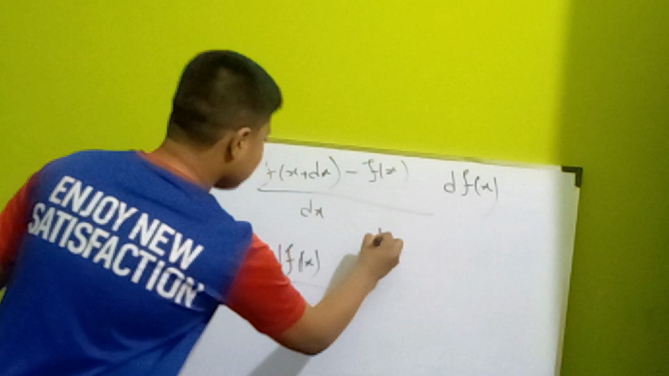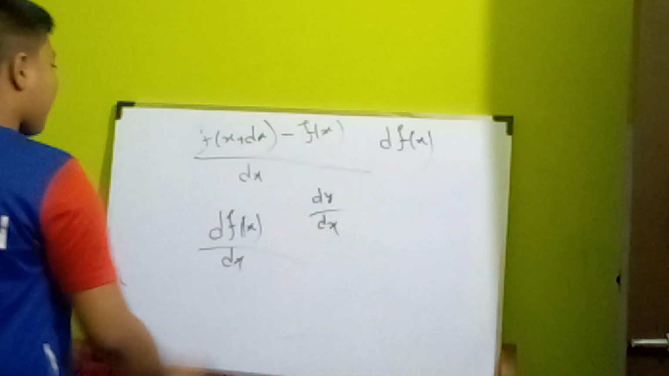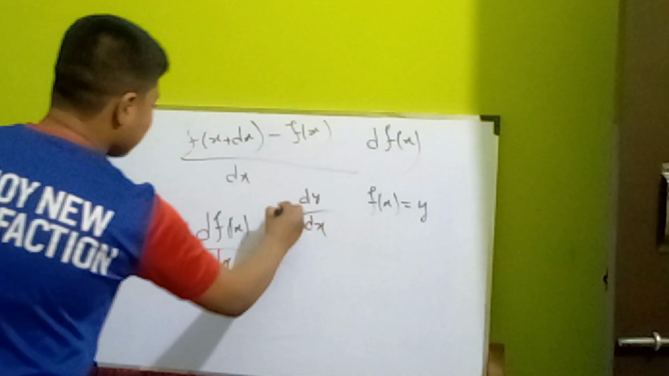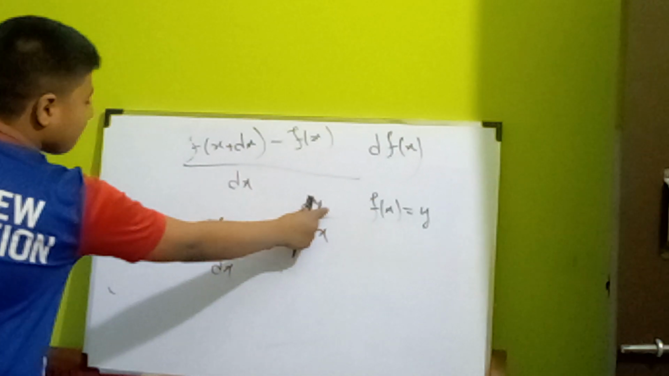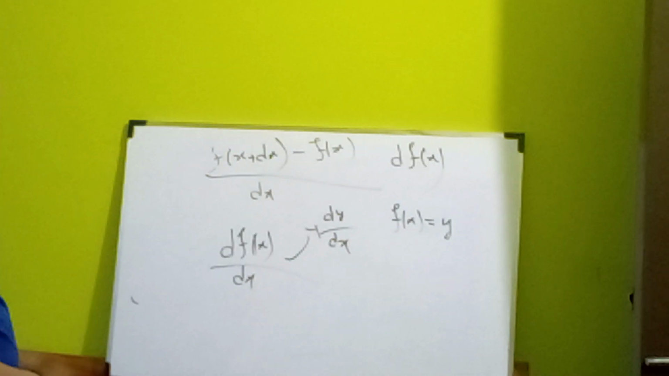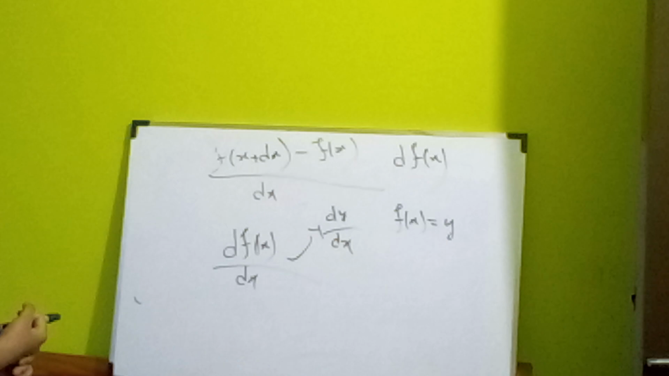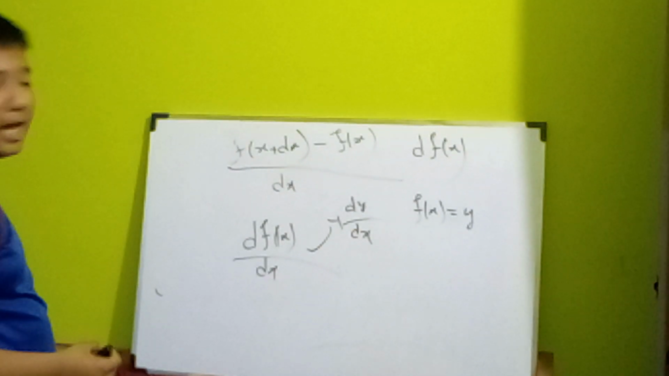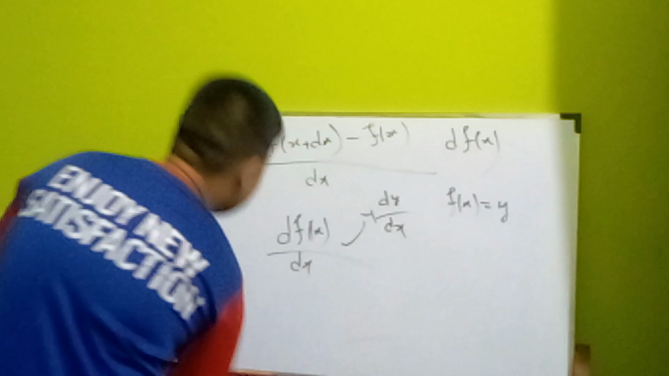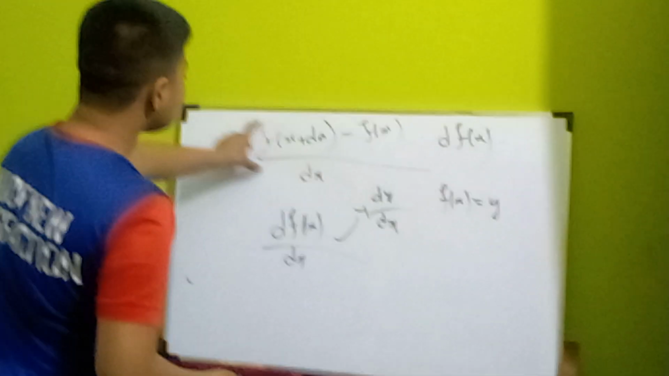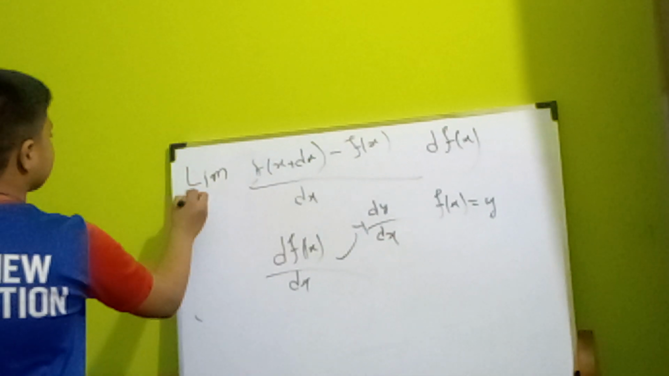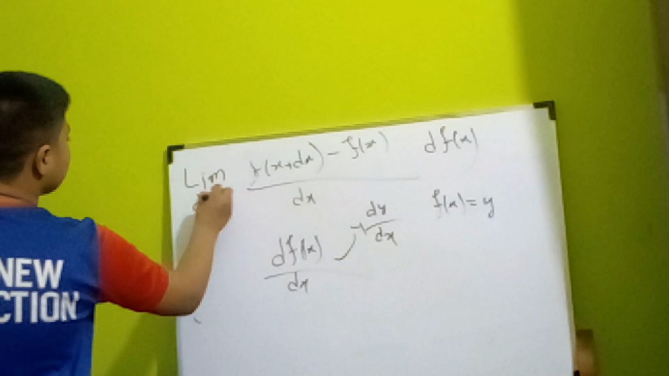You may see this dy by dx, and f of x can also be written as y. So this is the same thing: the small change in the function divided by small change in the x-axis. And the small change would be closer to 0. And this is what we call the limit. It approaches 0. If we want to use this formula, we have to consider another thing, which is the limit that dx tends to go to 0.